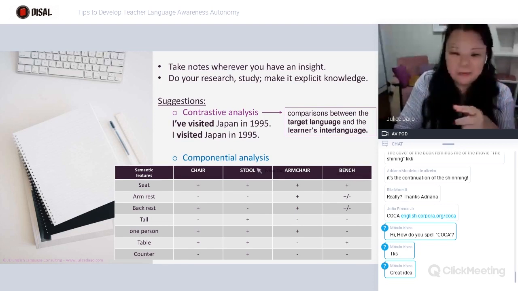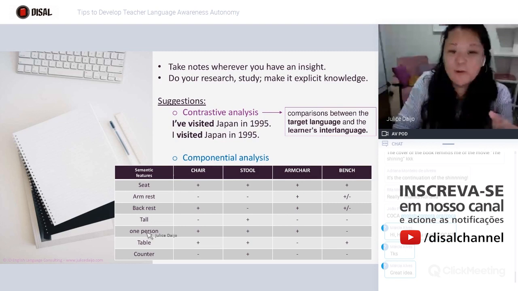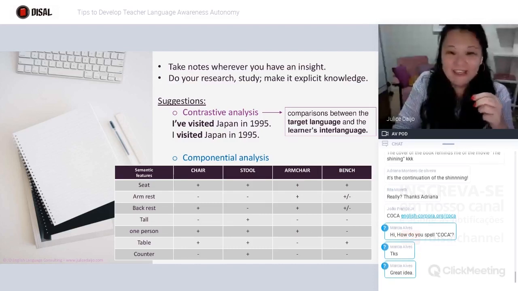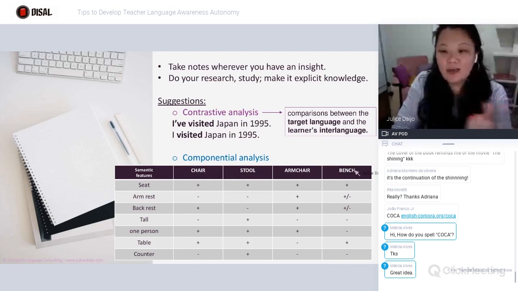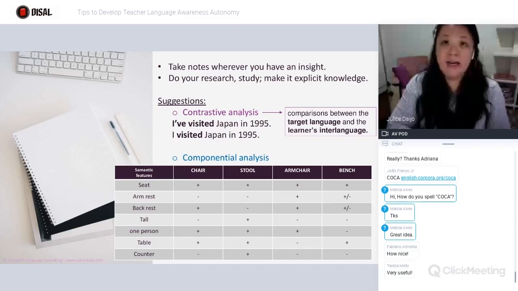Bench. What is the one characteristic that differs it from all of the others? We can point out this line here. So a bench is usually for more than one person, as opposed to a chair, a stool, and an armchair. It's usually for one person, and so on and so forth. So the componential analysis is like a puzzle, and you play with words. And of course, you can put here on top vocabulary or grammar.